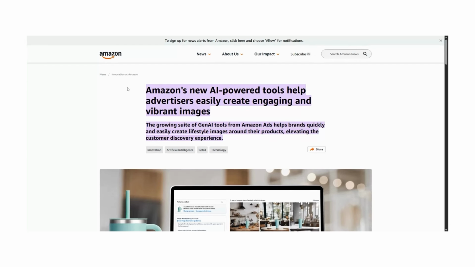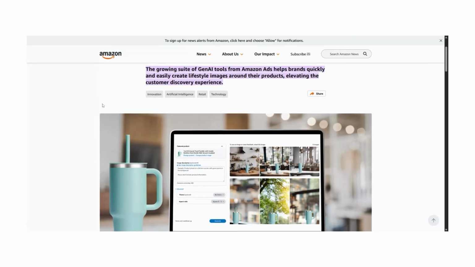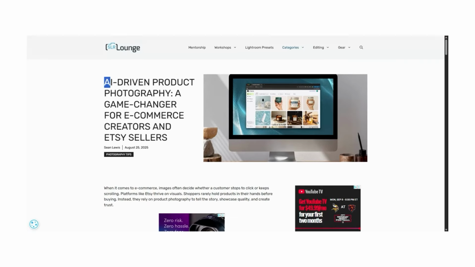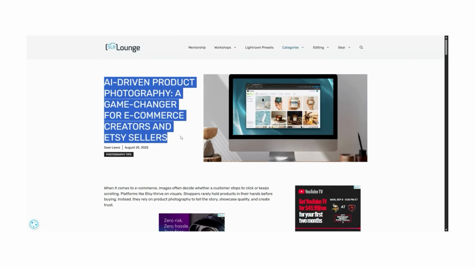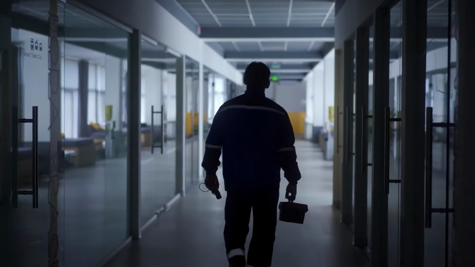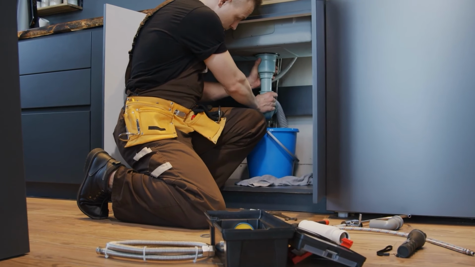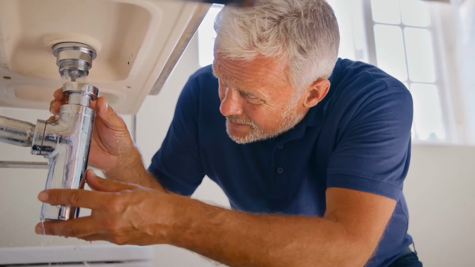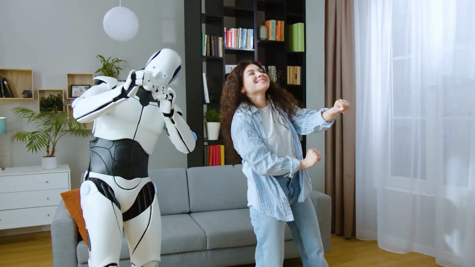Already, many of the product photos on Amazon and Etsy are AI generated. People aren't even bothering to take real product photos anymore. If you are a plumber, your product is fixing plumbing, and that's not digital. Your job is safe from AI for a very long time.